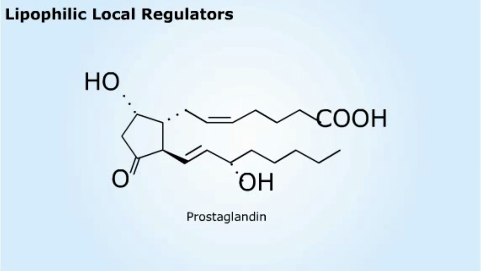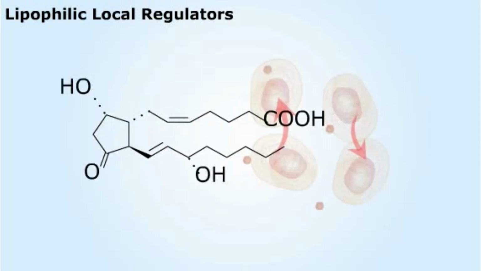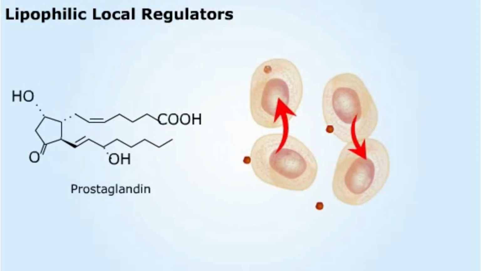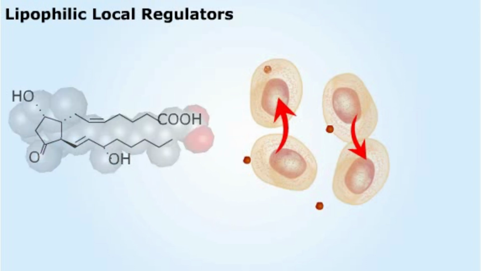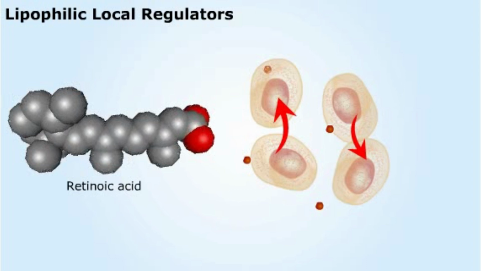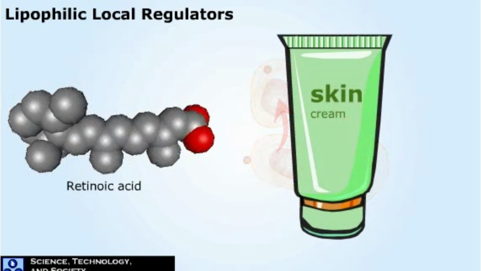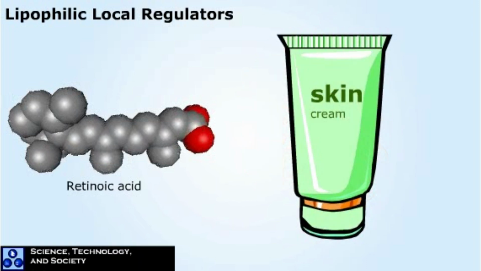Prostaglandins are lipophilic local regulators. They act on cells close to the cell that synthesizes them and don't reach high concentrations in the blood. Retinoids also act as local regulators. You may be familiar with the use of retinoic acid to promote the local growth of new skin cells.